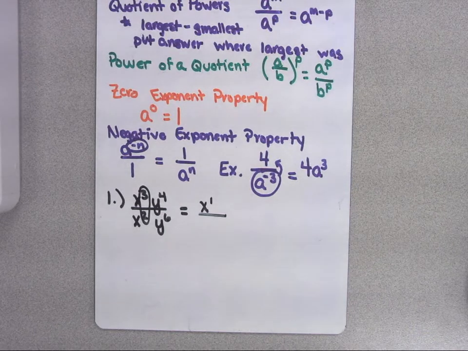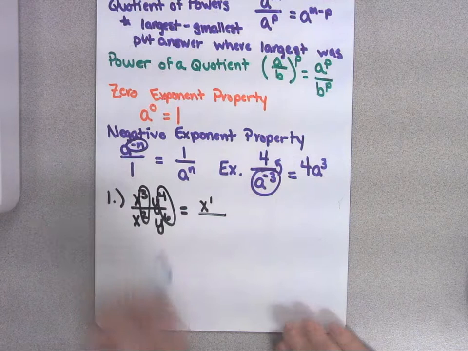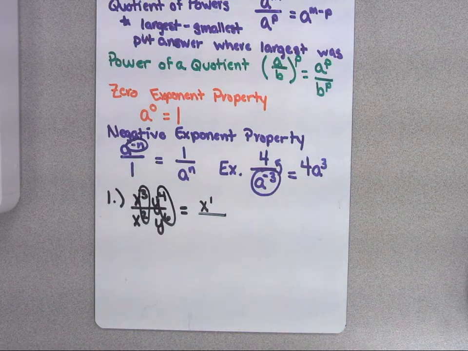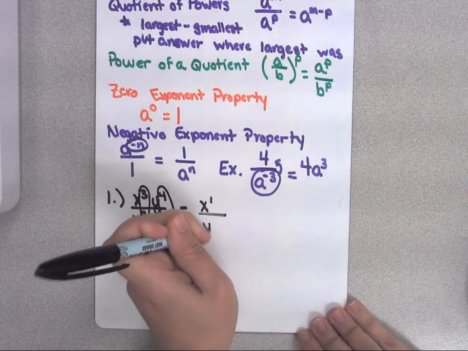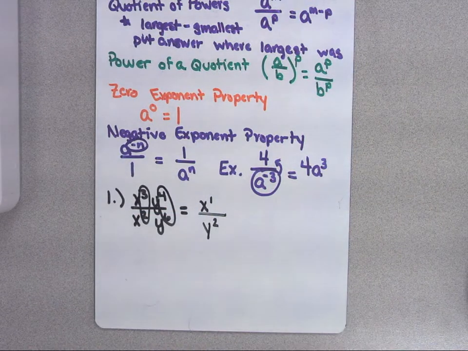Now we're going to deal with the y's. These are my y's. Which one's bigger? Subtract it. What's left over? Where's my y to the 2 going to go? So I'm going to write y squared on the bottom. I double check when I'm done. Do I only have one of each kind of variable? Do I have any negative exponents? Good, done.